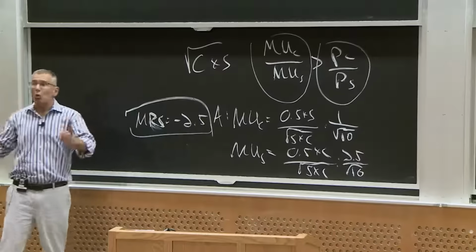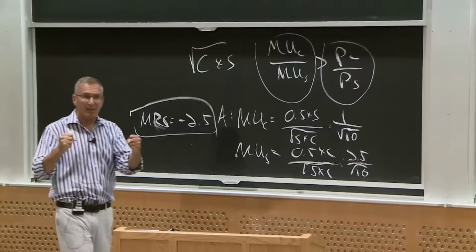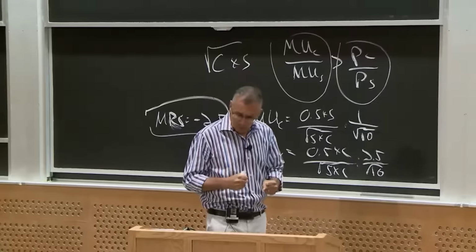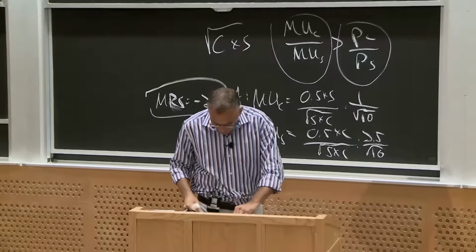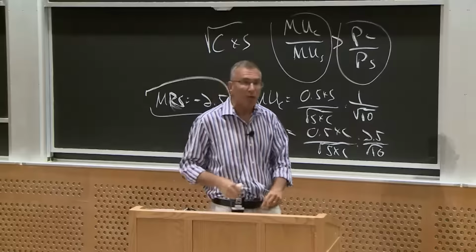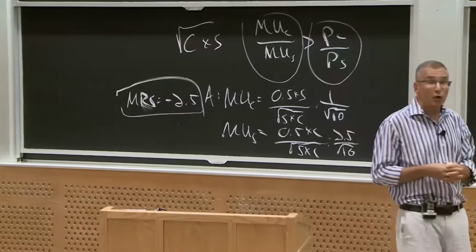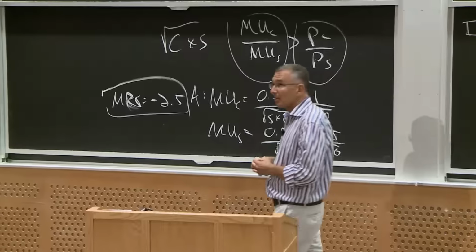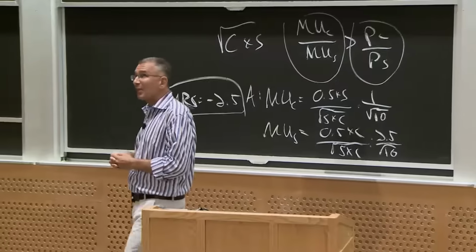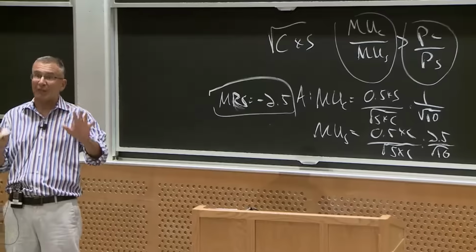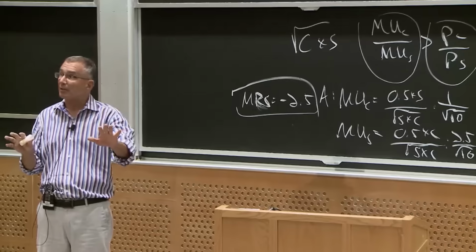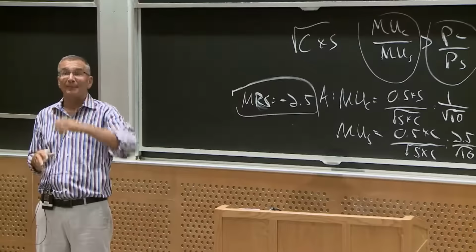What does that mean? That means you'd be willing to give up 2.5 slices of pizza to get 1 cookie. You have so few cookies at point A that you're willing to give up 2.5 slices of pizza to get 1 cookie. Let me just pause there. It's from last lecture. People understand that, given your preferences.